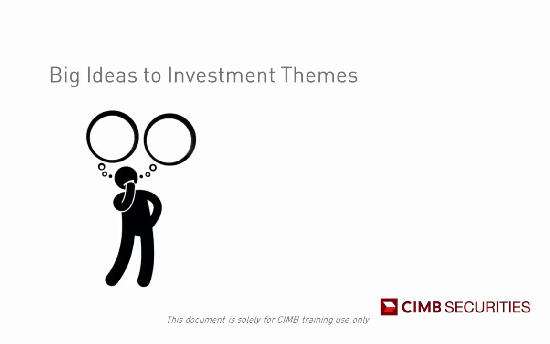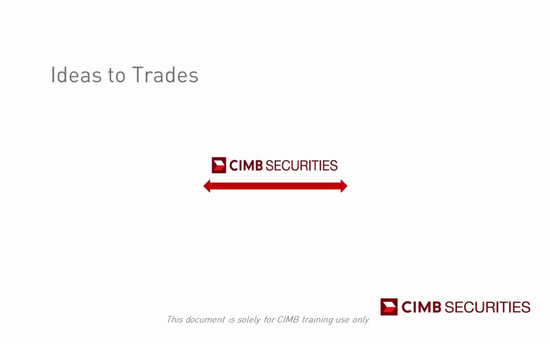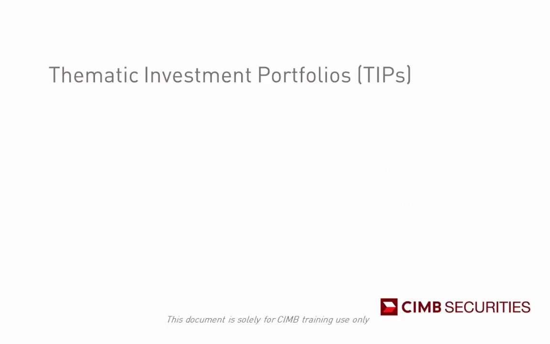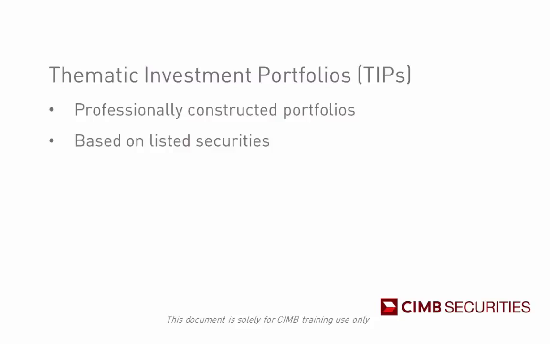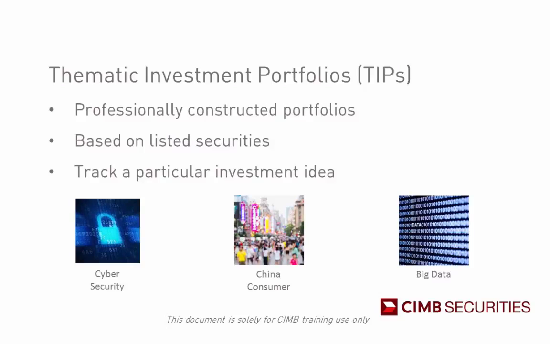Most can identify key trends but may not know how to monetize these ideas, where to start investing, or what stocks to pick. CIMB TIPS is an investment platform that gives you access to professionally constructed portfolios that seek to benefit from particular investment themes or strategies. These portfolios, also known as TIPS, consist of listed securities such as stocks or ETFs that track investment ideas or strategies. You can choose from a library of contemporary investment themes. For example, TIPS can provide exposure to cybersecurity, consumer in China, or big data.